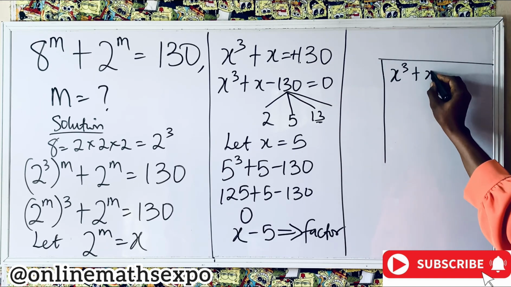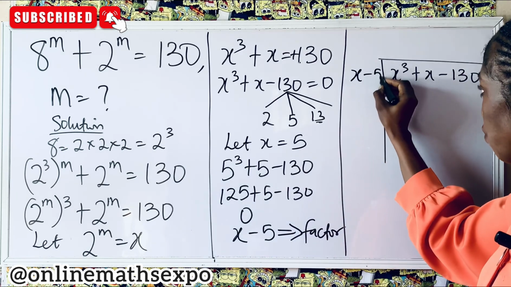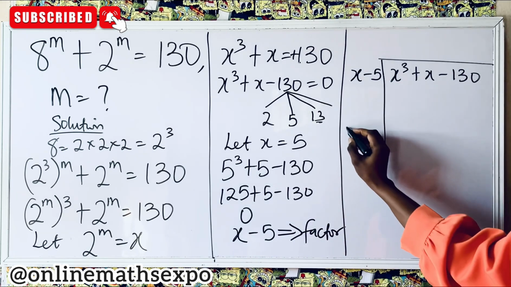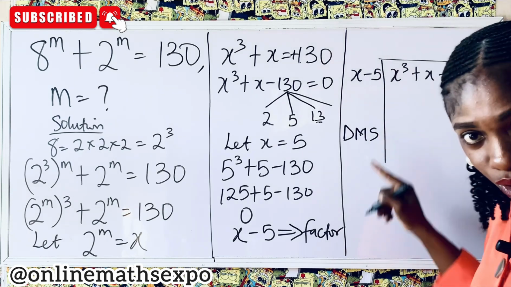x cubed plus x minus 130. We are dividing with x minus 5. Our rule is DMS: divide, multiply, subtract.